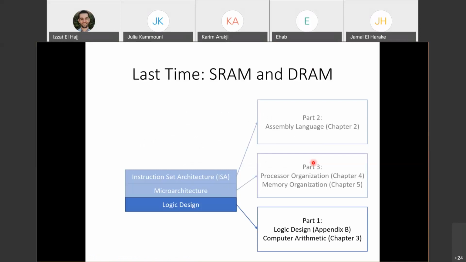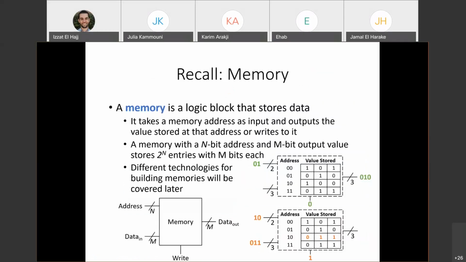So a quick review of what we covered last time. Last time we covered memory and specifically looked at two types of memory, SRAM and DRAM. We're approaching the last part of, we have around a week left in part one of the course. So we recall that memory is a logic block that stores data, and we can either provide an address and read data or provide an address and write data to that address.